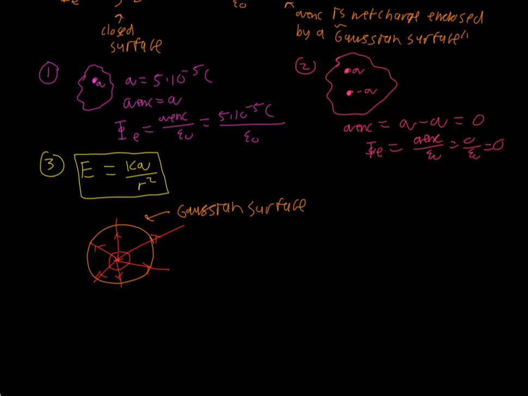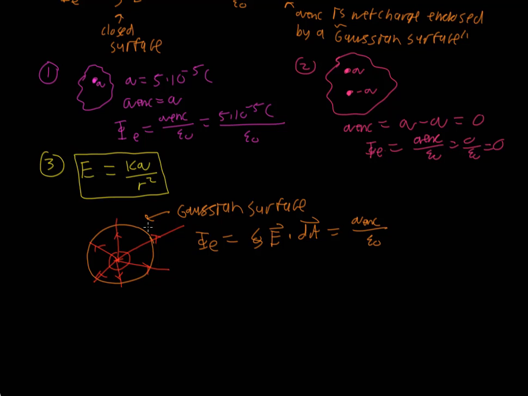So first of all, let's just start by writing Gauss's law. So we have this guy equals q enclosed over epsilon naught. I want to emphasize that enclosed is a subscript. So q enclosed over epsilon naught.